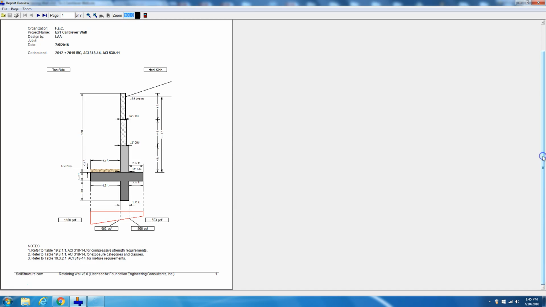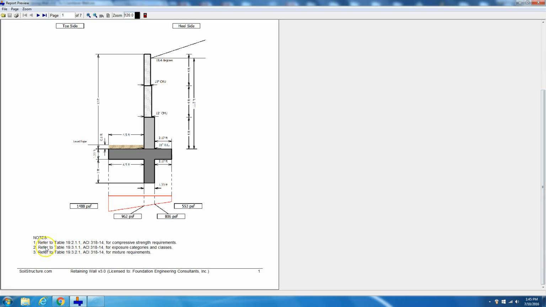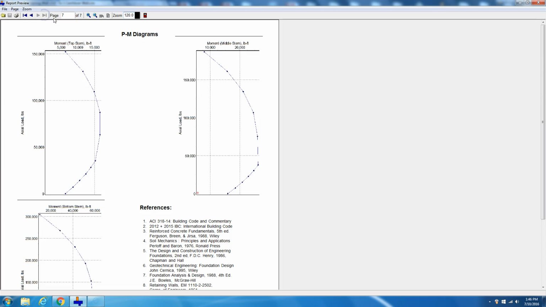Now, one other thing that we added on this version 3, if you highlight and zoom into it, we wanted to make sure that you consider the material aspects of the retaining wall design. So per ACI 318-14, Table 19.2.1.1, you have to follow the compressive strength requirements. The other table, 19.3.1, is exposure categories and classes, and 19.3.2 is the mixture requirements. You can look at the second page, third page, and so on, all the way to the end.